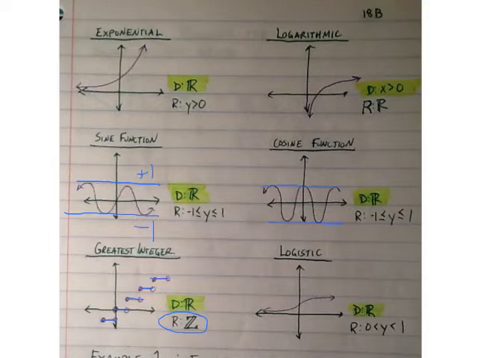Similarly, with our cosine function, we're limited between -1 and 1 for our range. Our logarithmic function, we have no negative x values, so only positive x values work. And our logistic function, all x values work. And our range, we're limited to from 0 to 1, and it stays between those lines. So our range is 0 is less than y is less than 1.